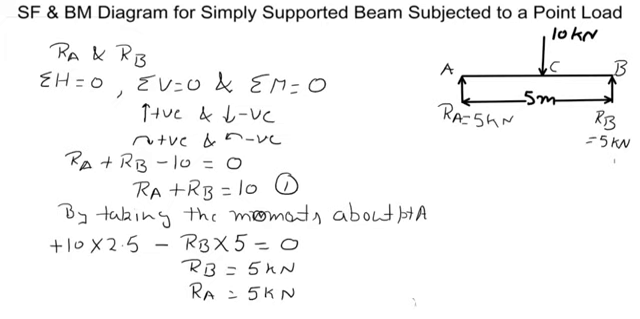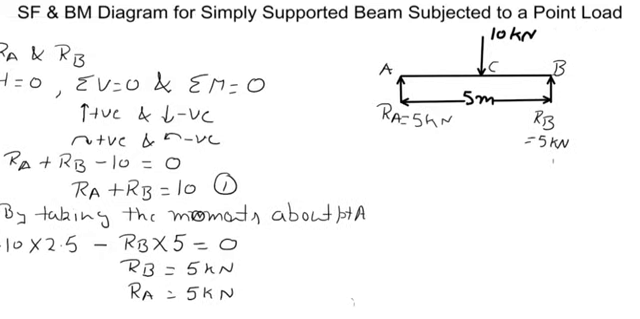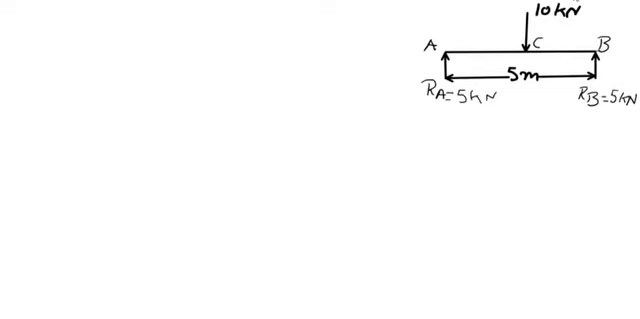Now after calculating RA and RB, we can draw the shear force and bending moment diagram. So there are two methods to draw shear force and bending moment diagram. First one is left and right hand method and second one is section method. So in this tutorial I'll tell you to draw shear force and bending moment diagram with the help of left and right hand method. So first one is shear force diagram.